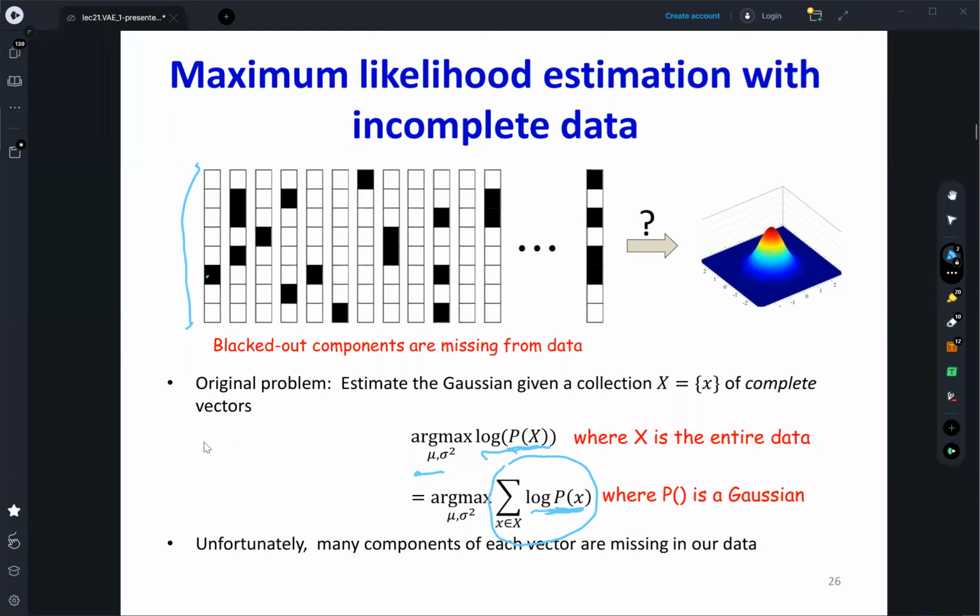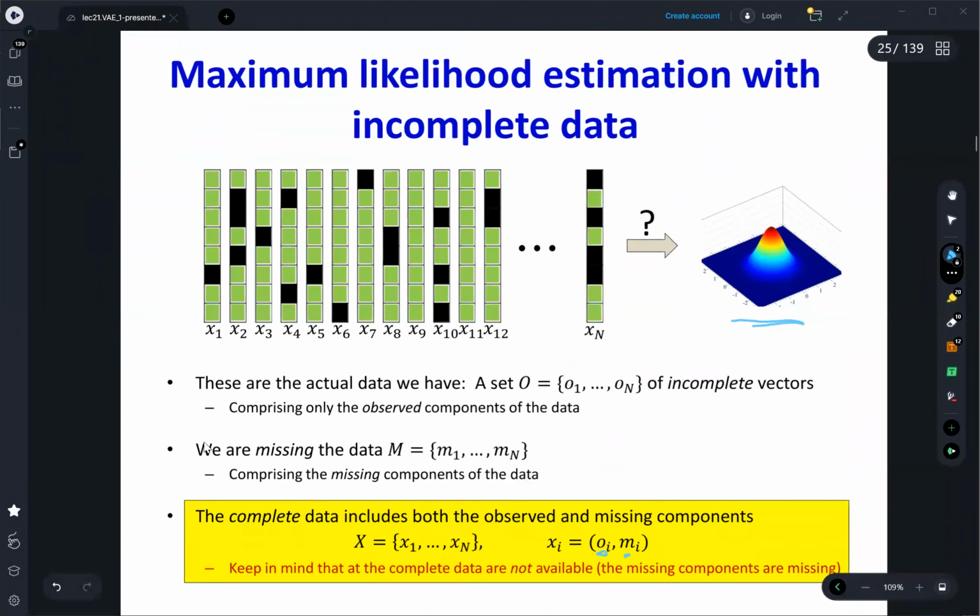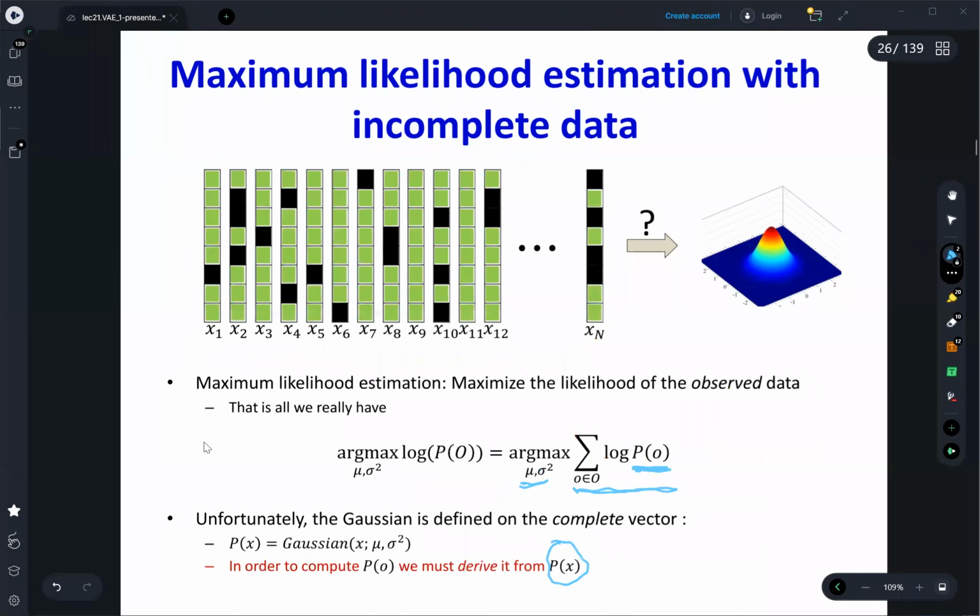Okay. But now you don't have complete vectors. Each vector is now incomplete. And you're just going to be assuming that each of these incomplete vectors is independently drawn. So you're summing over your incomplete vectors, and you're maximizing the log probability of the incomplete vectors. But because this is all you have observed, right?